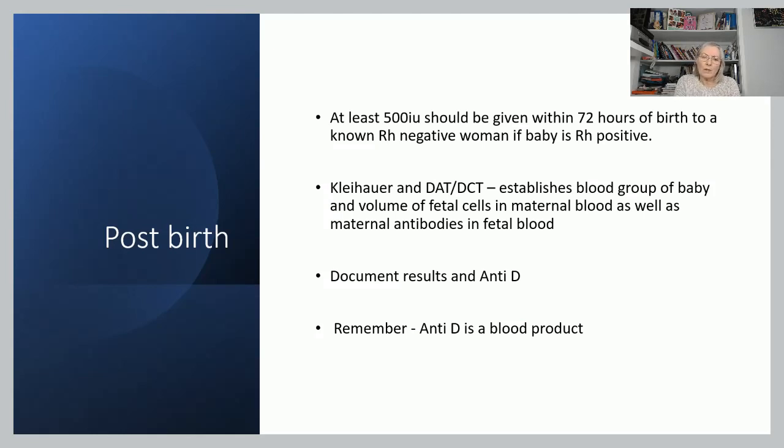Okay, so what the Kleihauer and the Coombs test establish is the blood group of the baby, but also the volume of fetal cells that are in the maternal blood, as well as any maternal antibodies that are in the fetal blood. And again, this will determine whether the dose of anti-D will be sufficient.